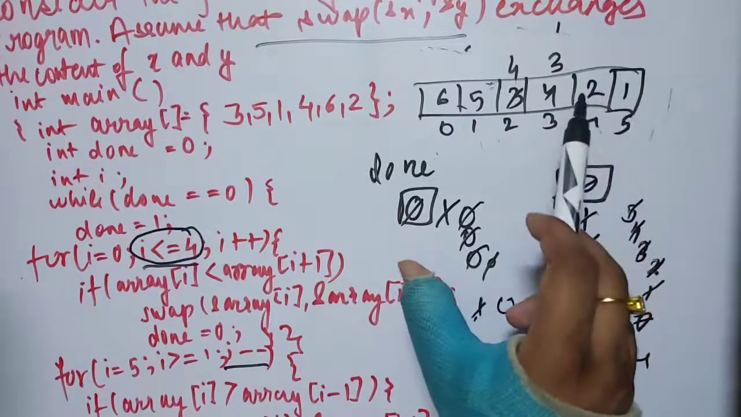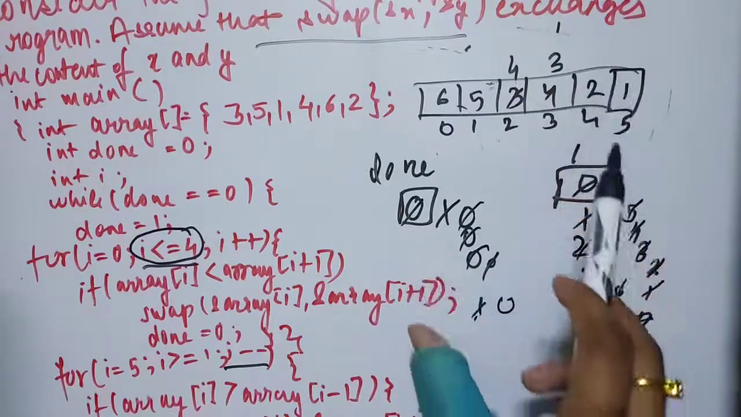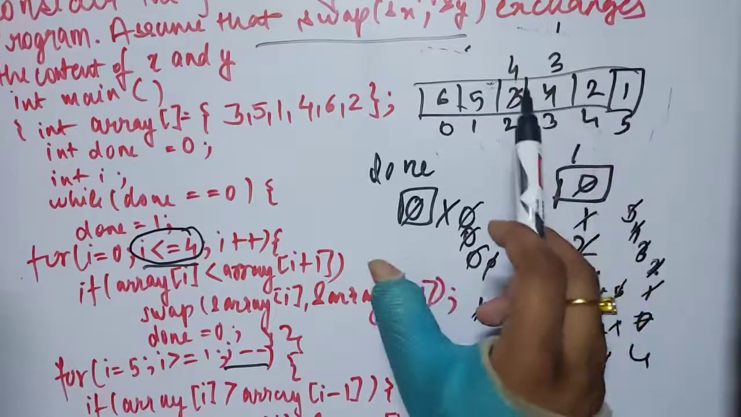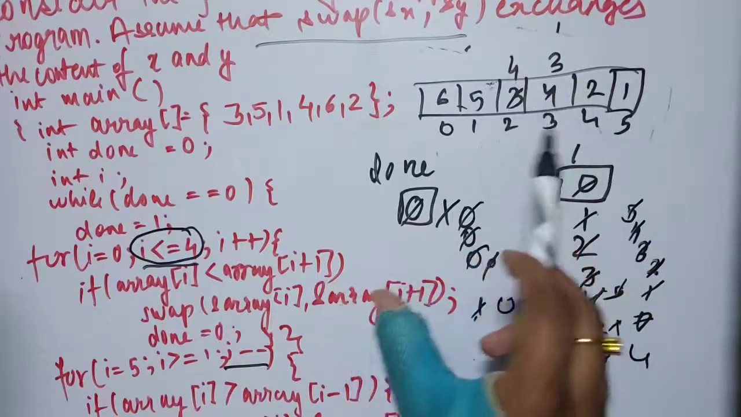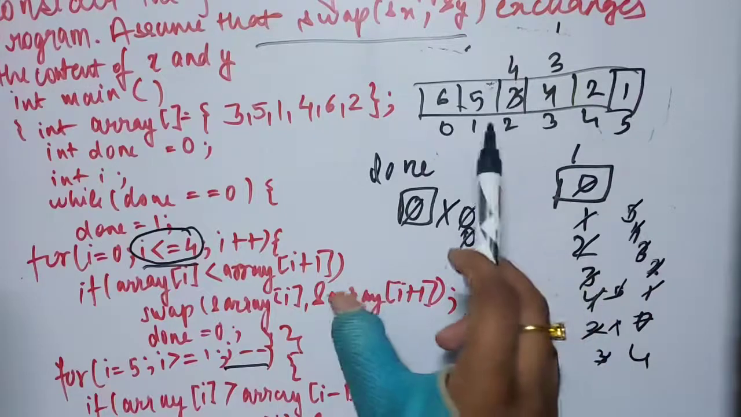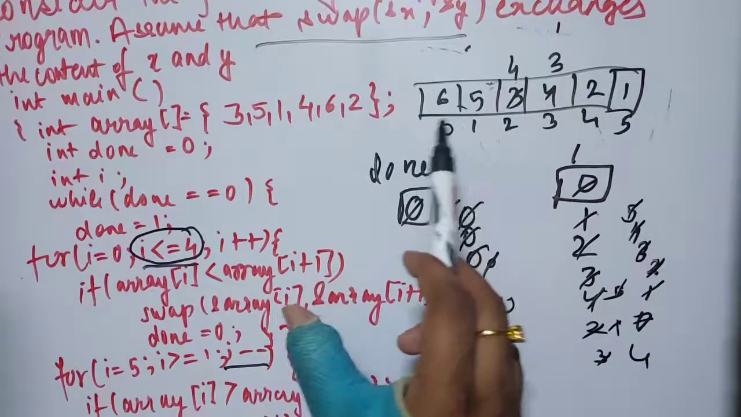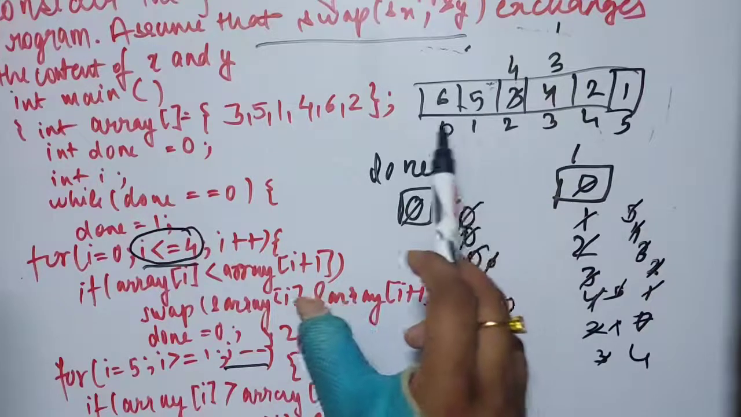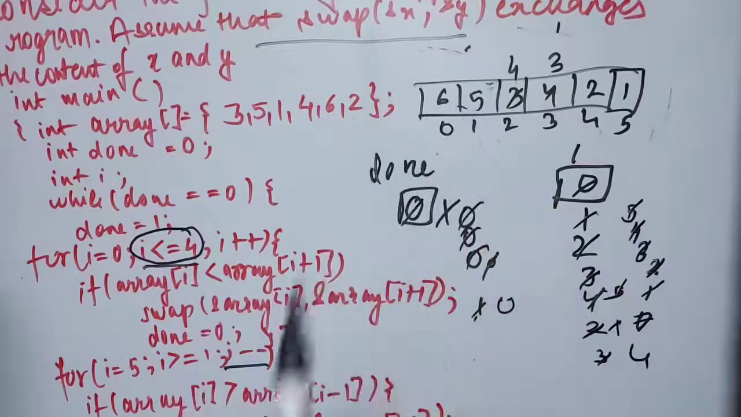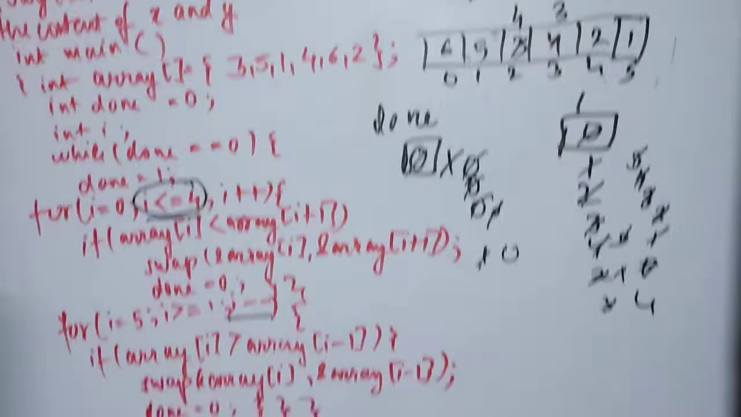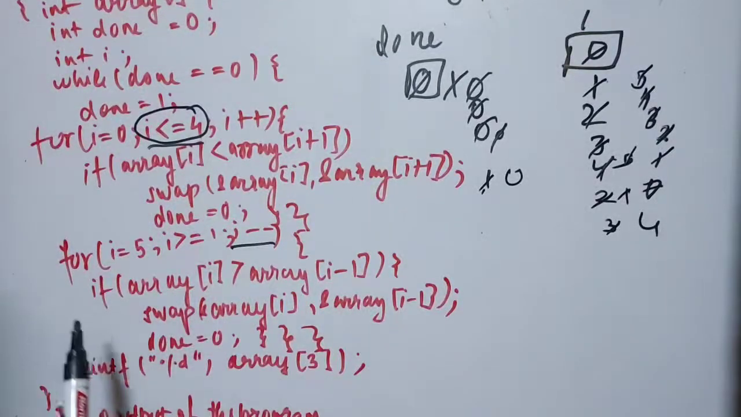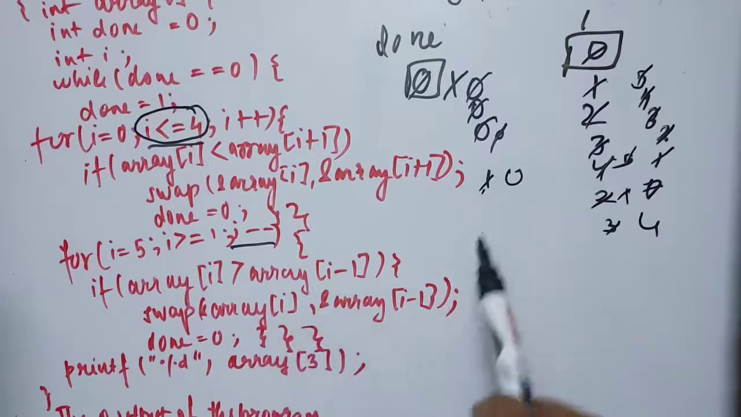Is 1 greater than 2? No. Now if we take 3 and 4, is 2 greater than 3? No. If we take 2 and 3, is 3 greater than 4? No. And if we take 1 and 2, is 4 greater than 5? No. And if we take the last condition, which is 0 and 1, is 5 greater than 6? No. So we will only check the if condition, and every time the if condition is false here. So our done is 0.